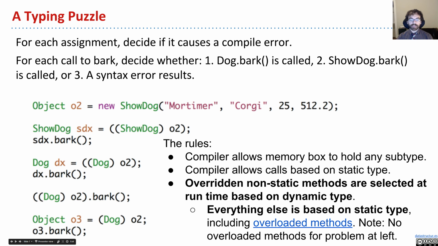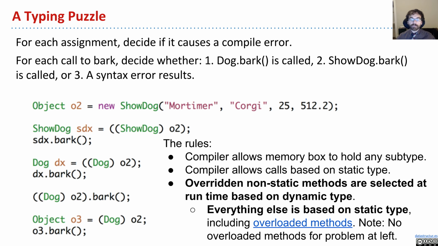And then finally, in the case that one of the non-static methods in your class is overridden, then it's going to be selected at runtime based on the dynamic type. That is the type of the actual object. So remember that every time you have a variable, it is really just a pointer to something else out there in space. And the dynamic type is whatever type this actual thing is, the thing that got created using new.